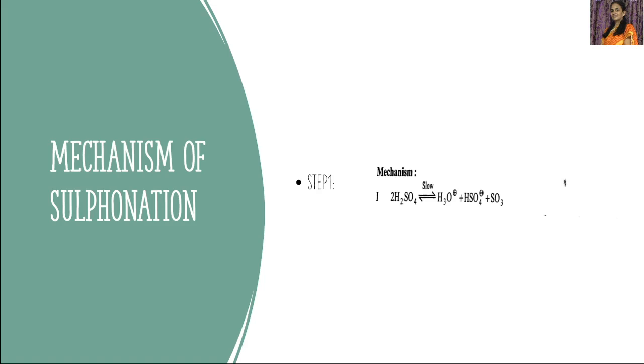We can easily see this is hydronium ion, H3O plus, and the other ion produced here is HSO4 minus, which is called bisulfate ion, and here the electrophile SO3 is generated. So step 1 is generation of electrophile. In this, 2 moles of sulfuric acid undergo ionization to release SO3 as an electrophile.